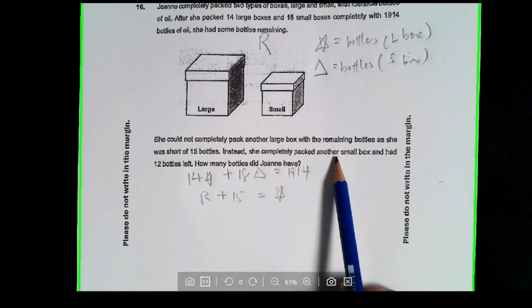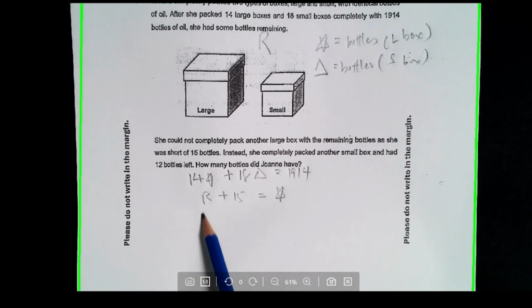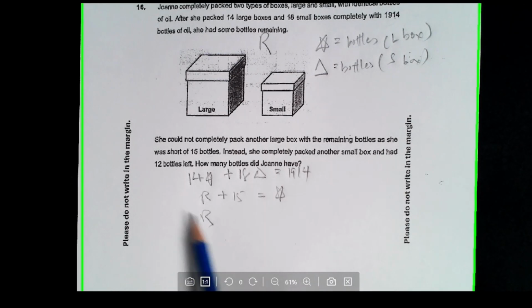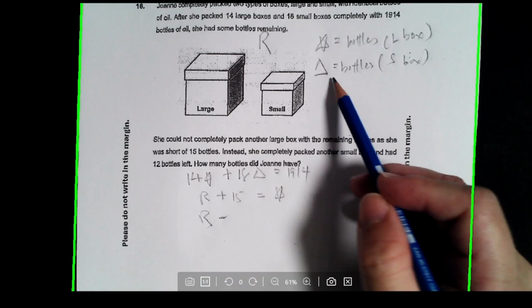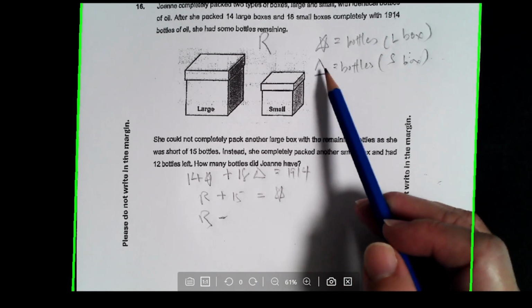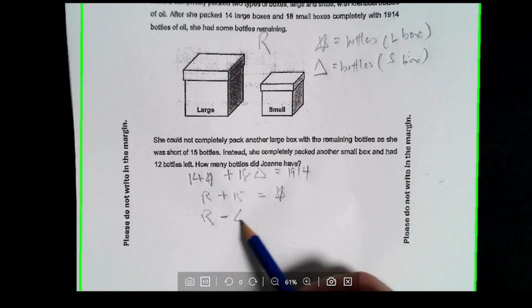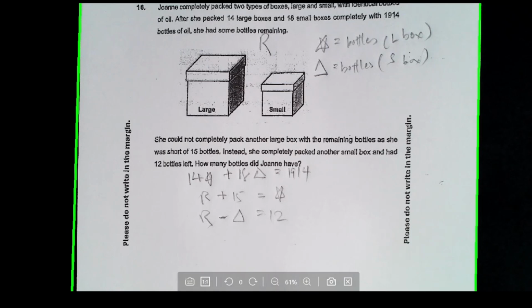The remainder, instead, she used the remainder to pack a small box and still had 12 bottles left. Oh, so the remainder, you take away, you use them to pack a small box. So you take away triangle number of bottles and you still have 12 left. Okay? Aha!